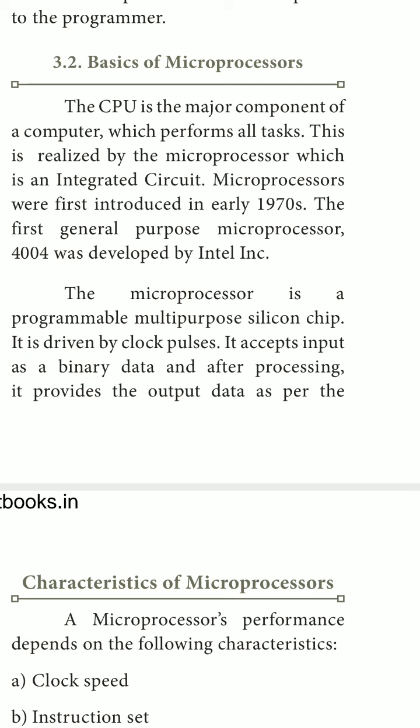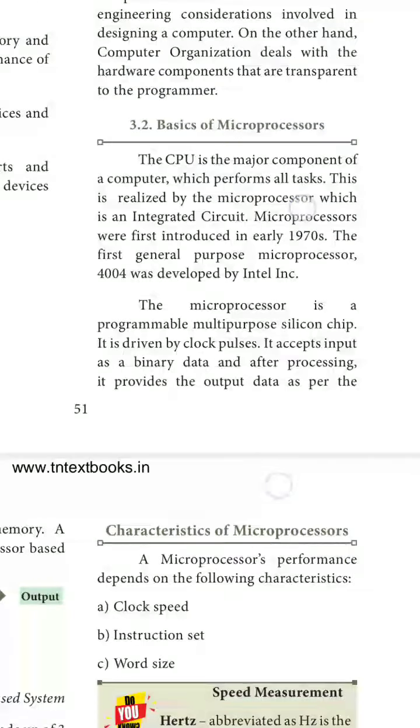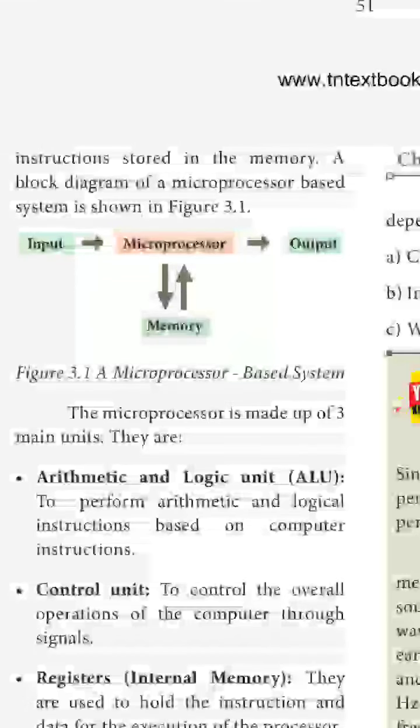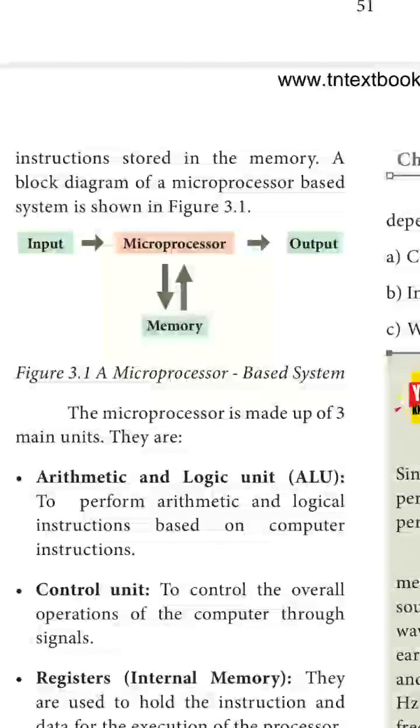It accepts input as binary data, and after processing it provides the output data as per the instructions stored in the memory. A block diagram of a microprocessor based system is shown in figure 3.1. This is a block diagram. You give input to the microprocessor, it processes it, and you get the instruction from the memory, and it produces the output.